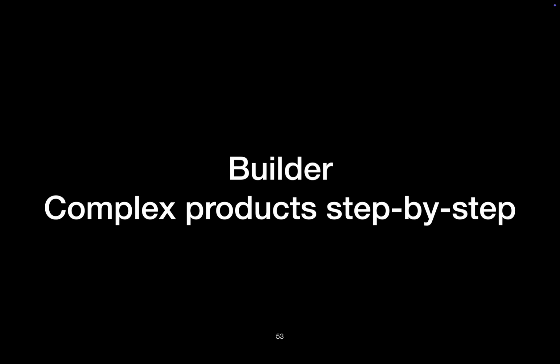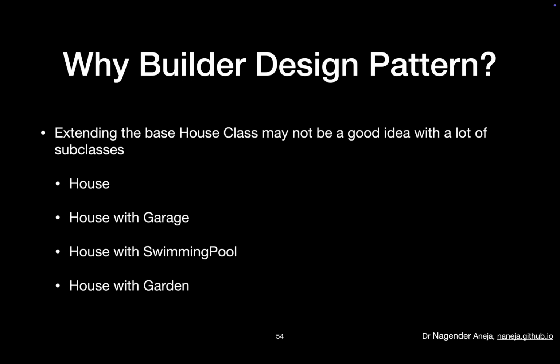The next is the builder class. So complex products, built step by step. This is a bit different from the factory methods. In the builder class, we have complex steps, like a complex product. So what do we mean by a complex product actually? Let's see the example of a house.